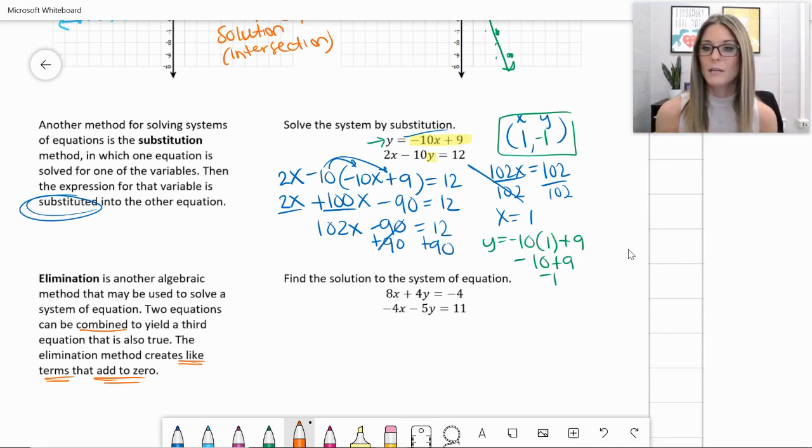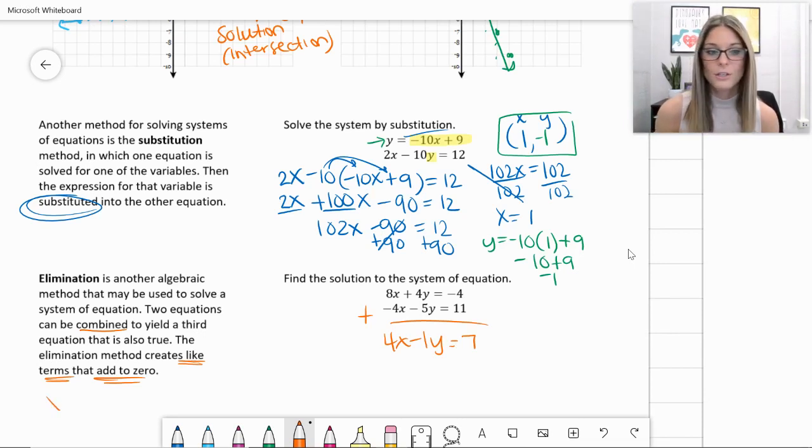8x plus 4y equals negative 4 is our top equation. Bottom equation, negative 4x minus 5y equals 11. If I add right now, I'm not going to get anywhere adding my like term straight down. 8x plus negative 4x is 4x. 4y minus 5y, negative 1y equals, what is that, 7? Not getting anywhere. Now, here's the thing.